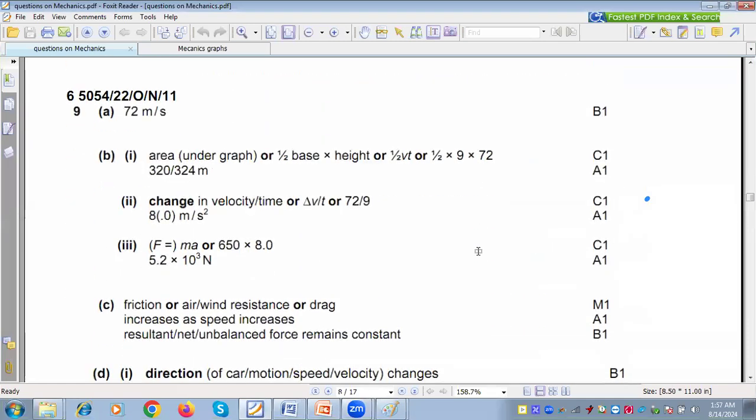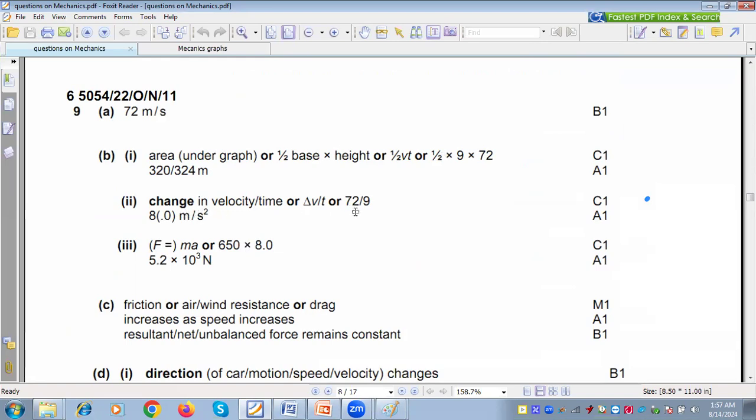The marking scheme: 72 meters per second, area under the graph. A little error is allowed, so 322 to 324 meters. You have to calculate; 1 mark is for all this calculation and 1 mark for the right answer with unit.